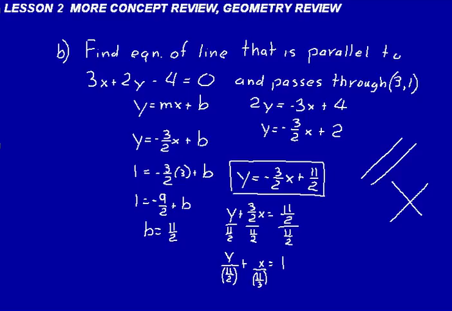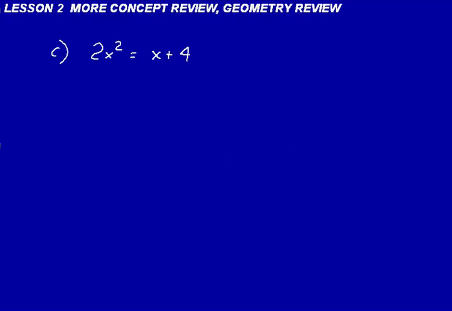Think about it. When x is 0, y would equal 11/2. When y is 0, x would equal 11/3. That's why it's called the double intercept form, because you can figure out the x-intercept and the y-intercept. And those are 2 points, aren't they? That's all you need to define a line, is 2 points.